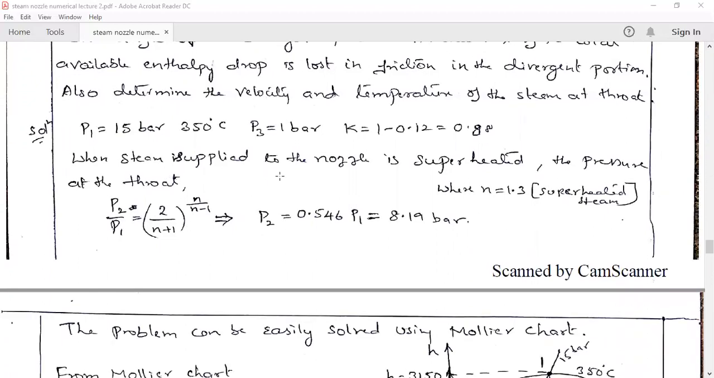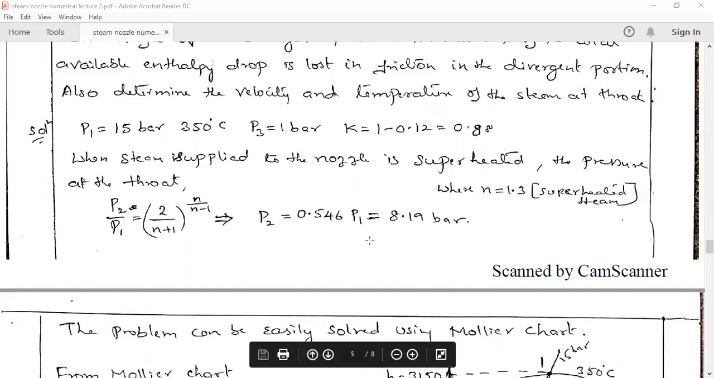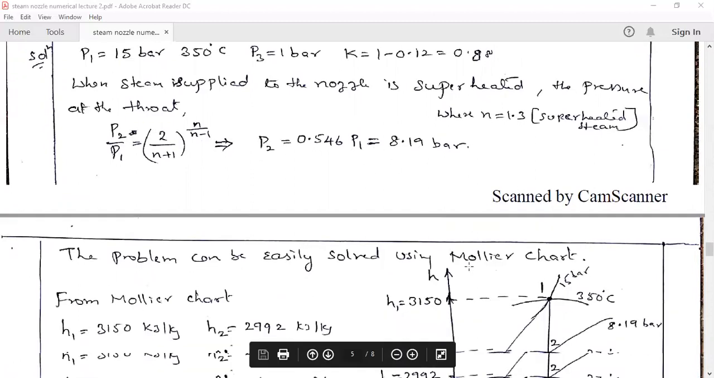First, the steam supplied to the nozzle is superheated, as they have given 15 bar and 350 degrees centigrade. That means it is superheated steam entry. For superheated steam entry, the n value is 1.3. So substitute here, P2 by P1 will be equal to 2 by n plus 1 to the power n by n minus 1. From this, obtain the value of P2. P2 equals 0.546 P1. If you substitute, multiplying 0.546 by P1, you get the pressure at the throat as 8.19 bar.